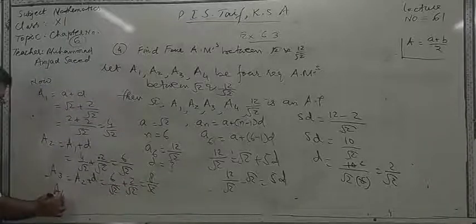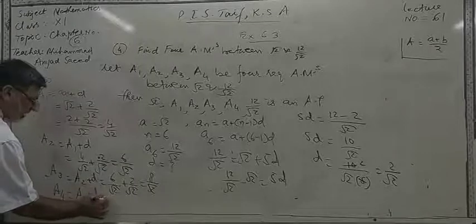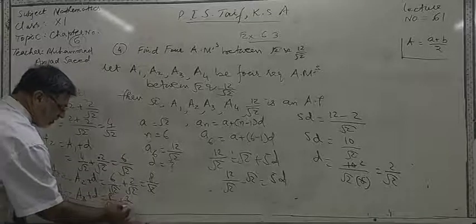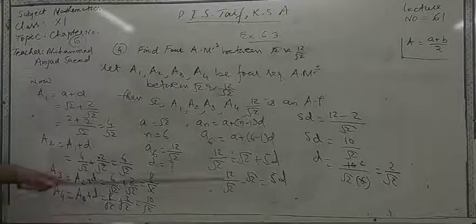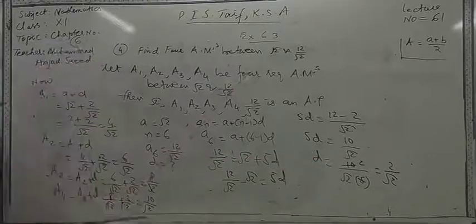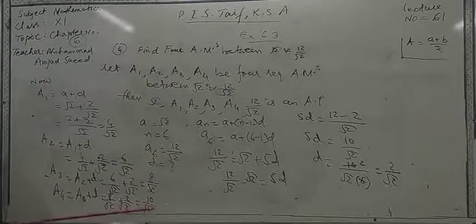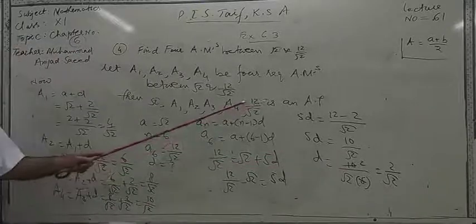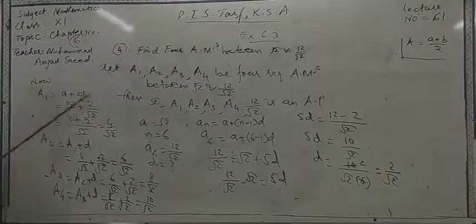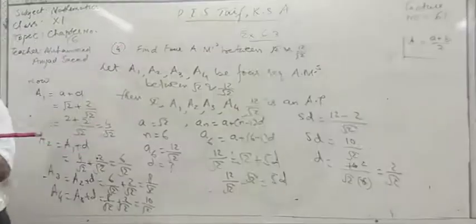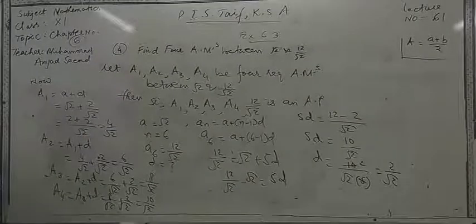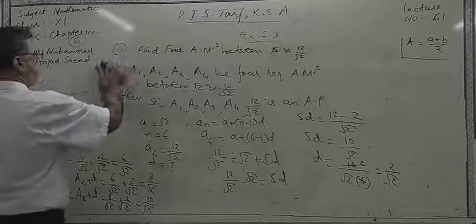Dear students, we have A4, that is A3 plus D, 8 over root 2 plus 2 over root 2 is equal to 10 over root 2. Dear students, if you add this common difference D to your A4, it will become 12 over root 2 and that is your last term. So it means that your different terms, different numbers, are correct. I hope that you understood this question. Dear students, after that, we have question number 7. Question number 7.